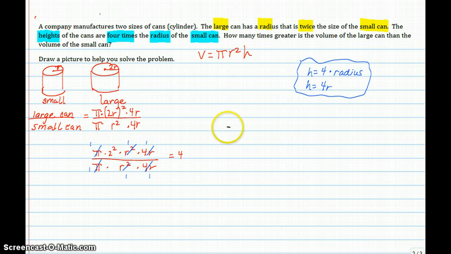The large can is 4 times the volume of the small can.